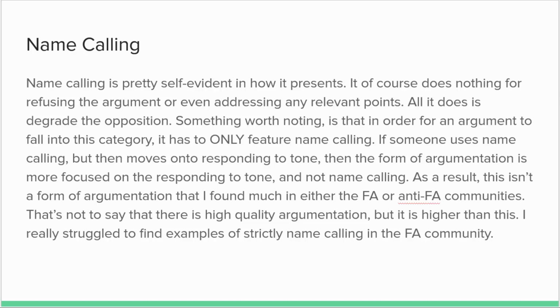I forgot I was also going to focus some on seeing how anti-FAs like myself respond to the fat acceptance community, as a way to raise the base level expectation that we have from our community, because I don't want us to fall into just making jabs, ad hominem attacks, name calling, responding to tone, contradiction. I would like us to try to remain at a higher level of disagreement rather than going down to the most base form of disagreement. That's not to say this is high quality argumentation, but it is higher than this.